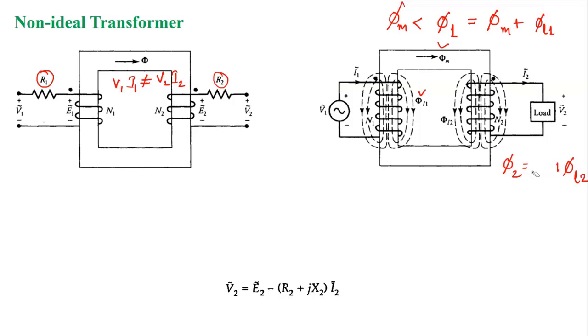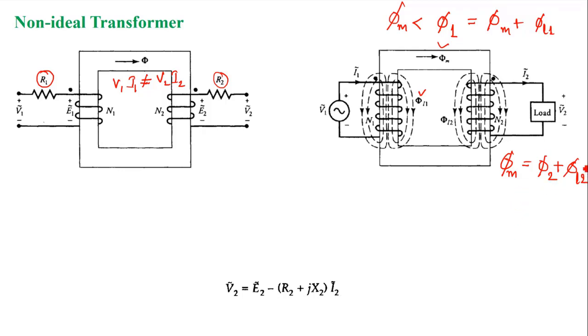I'm sorry. So phi 2 is the flux which is opposing phi m, and I can write here phi m equal to phi 2. Under ideal condition, I can write phi m equal to phi 2. Now if we add one leakage component, this will become phi L2.